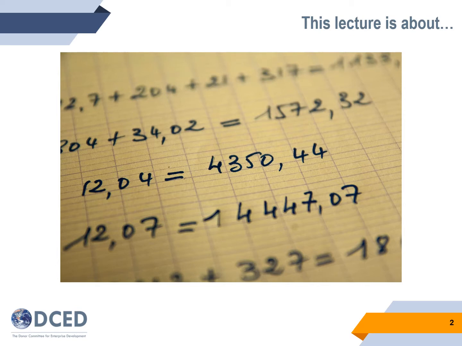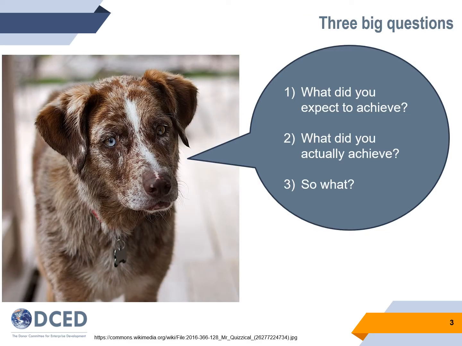Now we get into the real details of results measurement, the numbers, the calculations, the Excel spreadsheets. And we're trying to answer three big questions. Firstly, what did you expect to achieve based on your results chain? Secondly, what did you actually achieve based on your measurement against this results chain? And then the final question, so what? What does this mean for your program, your intervention, for what you should be doing? The third question we're not actually going to look at in this video. We'll come back to that in 2 videos' time.